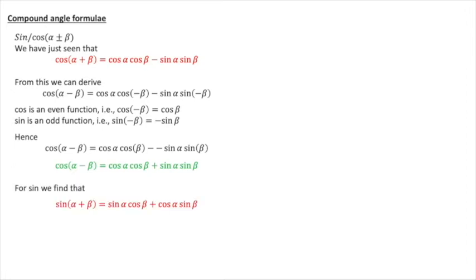For sine, we can do this geometrically, but it turns out that sine of alpha plus beta is equal to sine alpha cos beta plus cos alpha sine beta. And similarly, if we replace the beta by minus beta and jiggle it about, we get that sine of alpha minus beta is equal to sine alpha cos beta minus cos alpha sine beta.